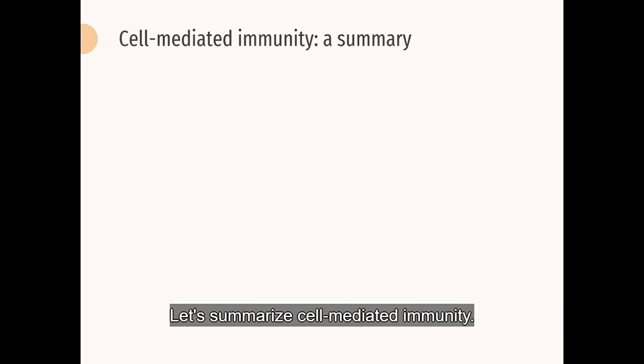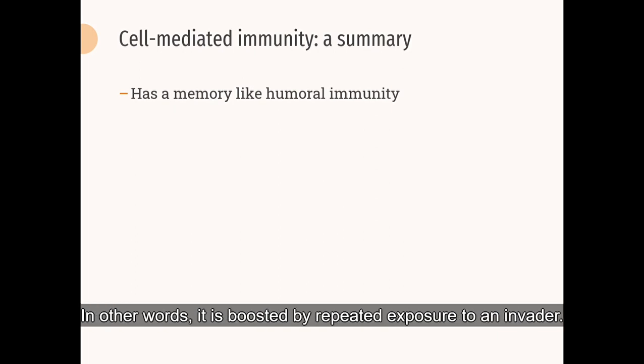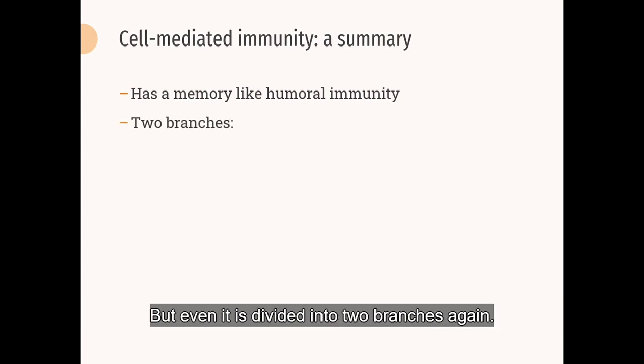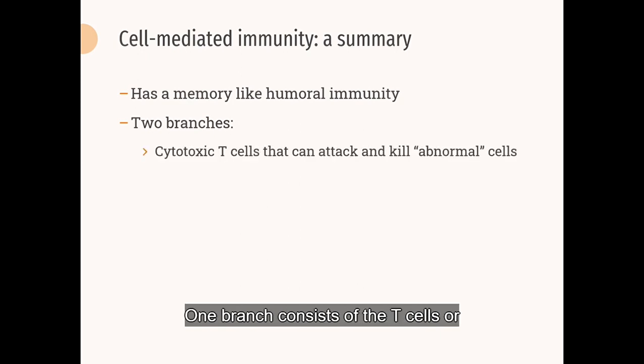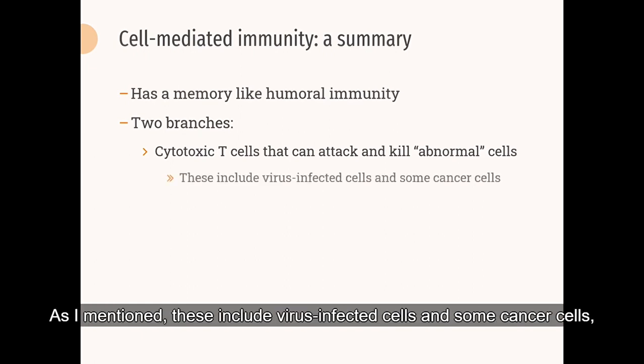Let's summarize cell mediated immunity. It has a memory in the same way that antibodies do. In other words, it is boosted by repeated exposure to an invader. But even it is divided into two branches again. One branch consists of the T cells, the cytotoxic T cells that can attack and kill abnormal cells. And as I mentioned, these include virus-infected cells and some cancer cells.